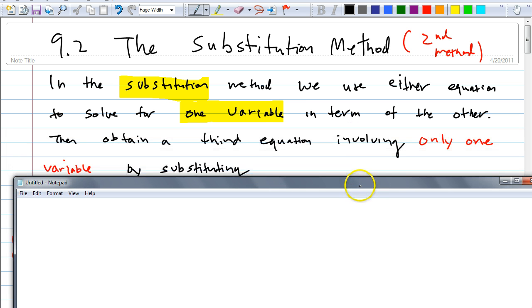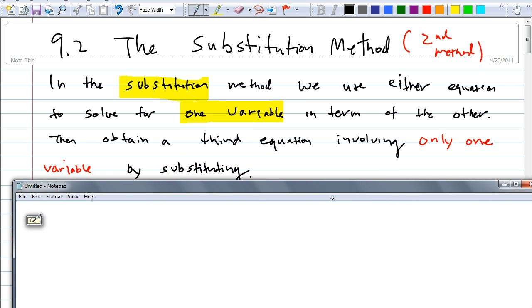Then you obtain a third equation. So you're going to obtain a third equation involving only one variable by substituting. Okay, so write this down. And if you're not quite sure what it means, don't worry about it. We'll do an example. It'll make sense. Okay, so I'll give you some time for you to write.